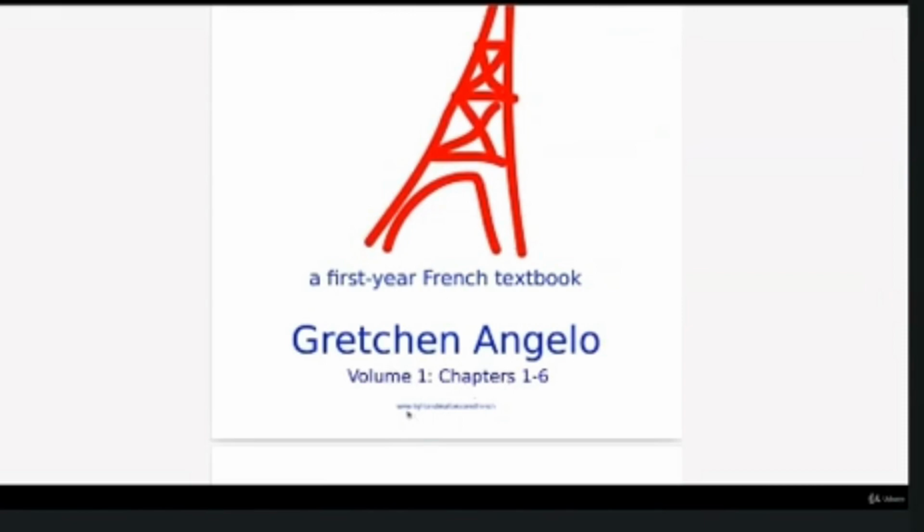You can download a free copy by going to lightandmatter.com/French. The book is published under the Creative Commons Attribution license, which means that you can take it and use it and remix it. Give attribution, give credit to Gretchen. We are using the 2017 edition of this book.